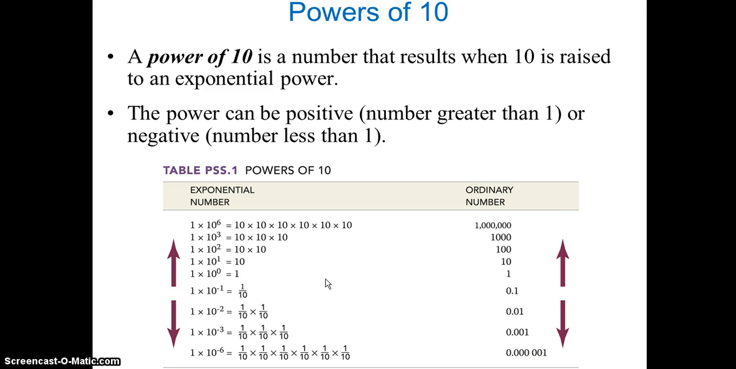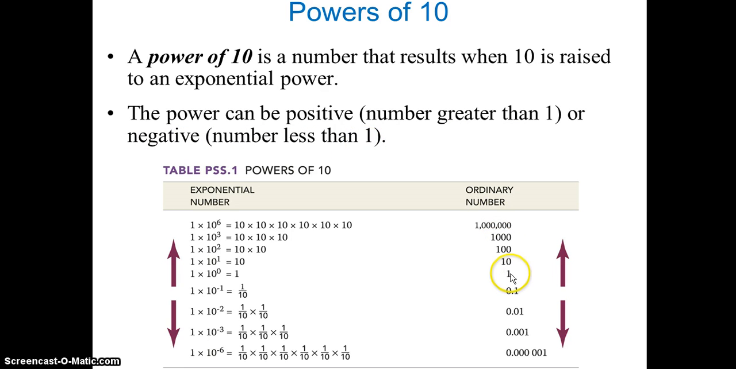Now let's define power of 10. A power of 10 is a number that results when 10 is raised to an exponential power. If the power is positive, then the number is greater than 1. If the power is negative, then the number is less than 1.